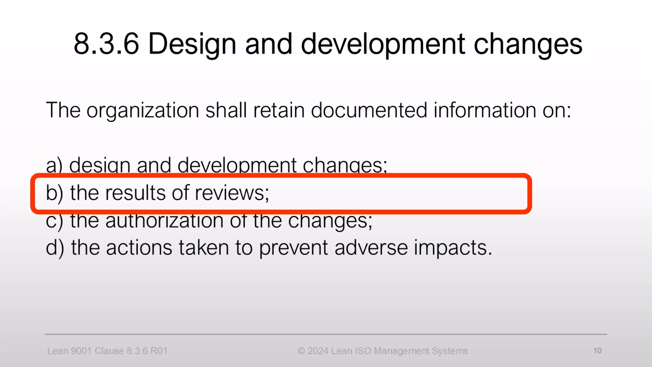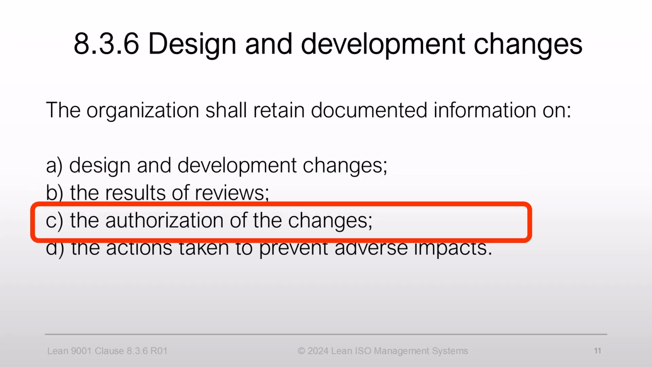Point B. Documented information on design reviews. Typically, organizations conduct planned design reviews and maintain review minutes to document project progress and identify and track issues and opportunities. Line C. The authorization of the changes. This part is also recorded in our document change process.